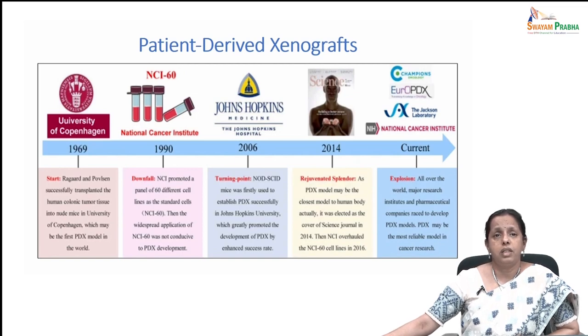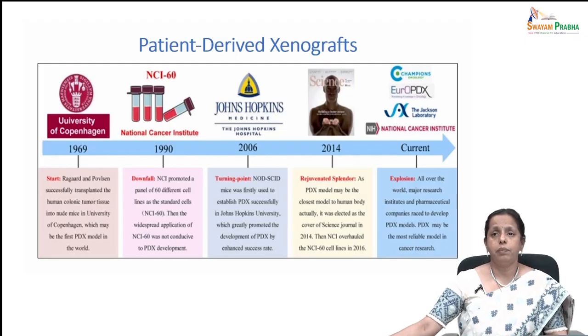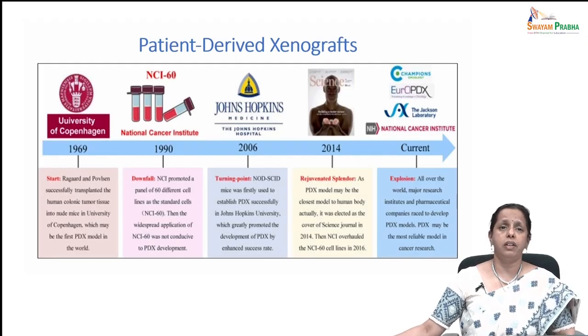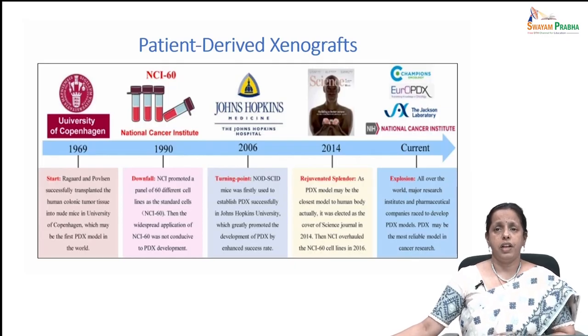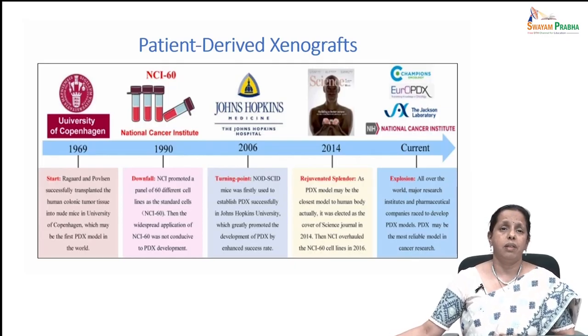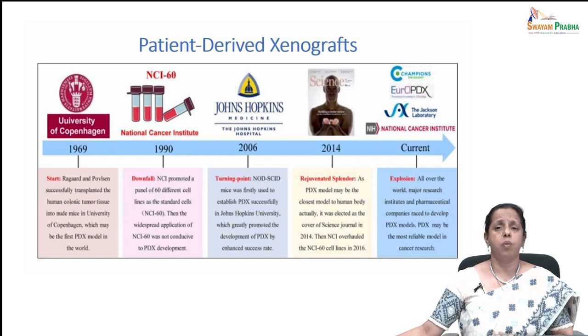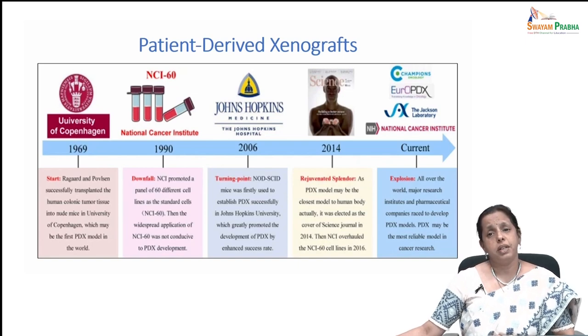However, the NOD SCID mouse was first developed to establish the PDX model at Johns Hopkins University, which greatly promoted the development of PDX. So this was the first PDX model. The PDX model gained popularity during 2006, at the beginning of the 21st century, when an increasing number of institutes, especially pharmaceutical companies, preferred to choose PDX models in all their pharmacodynamic studies.